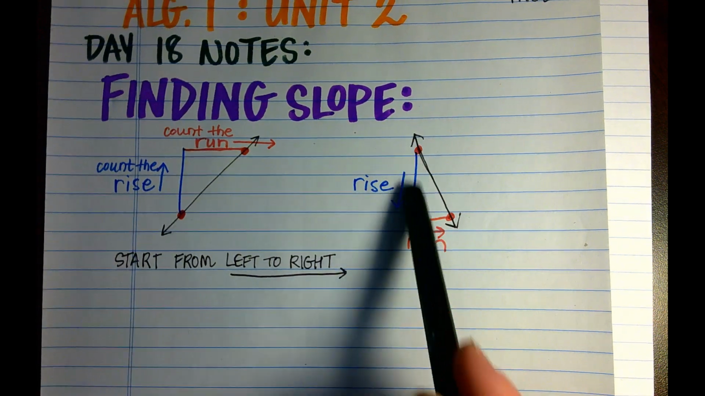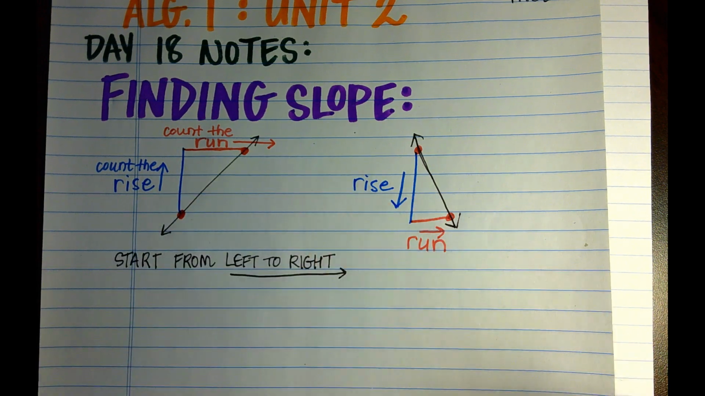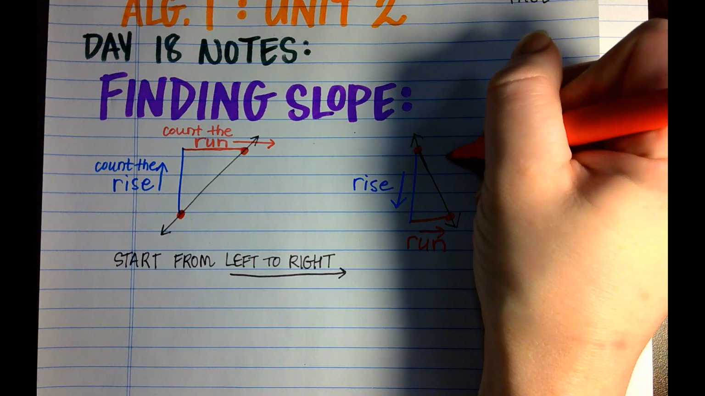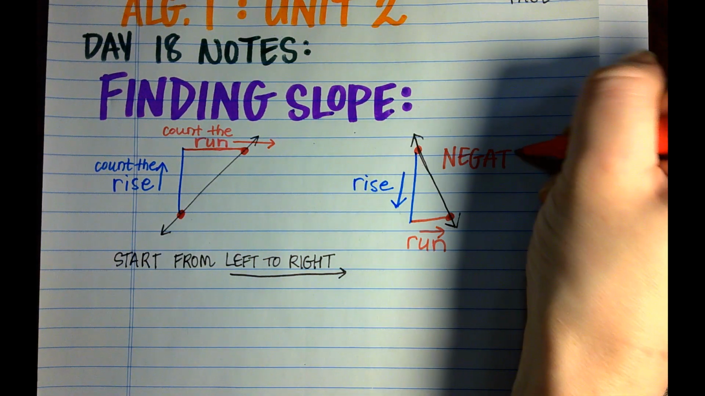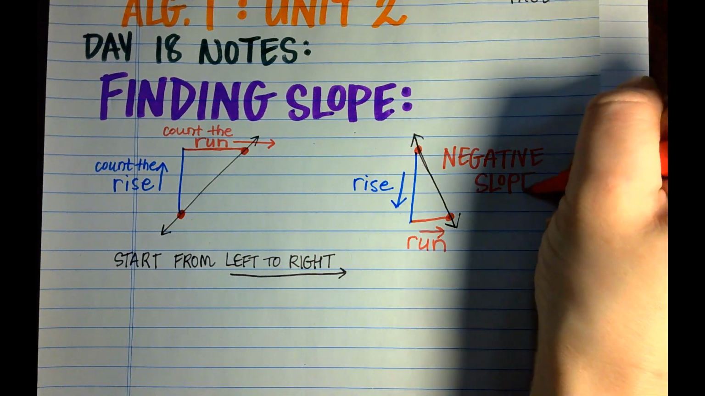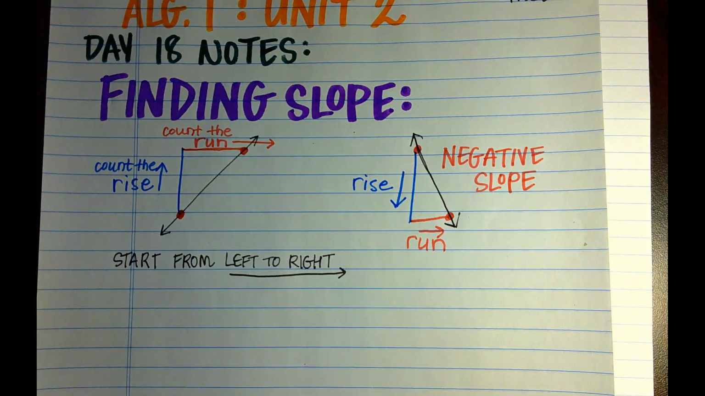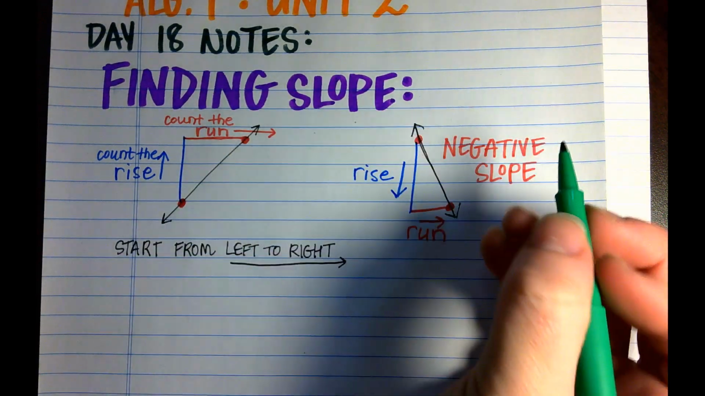Now, if we go down with our rise, what does that mean about the type of number we're going to get? Would it be a positive or a negative? Negative. Good. So let's also label these as we've got a negative here. This will be a negative slope because it's going down. And on our first line, we drew a positive slope because it's going up.